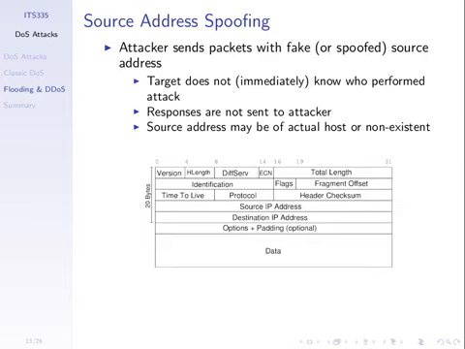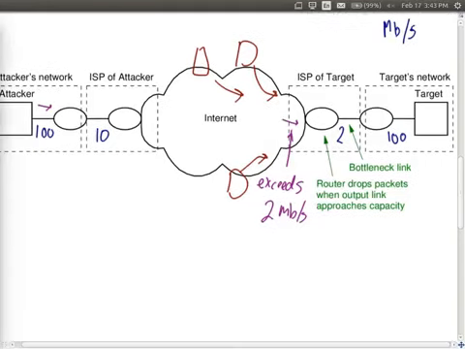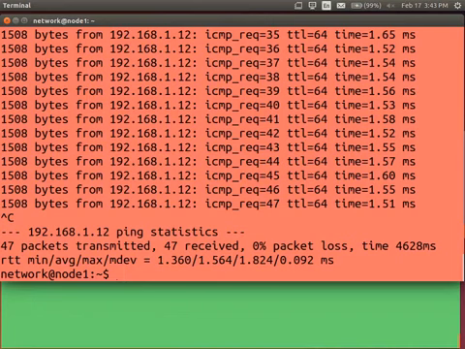The other benefit for the attacker: the responses are not sent back to the attacker. The responses are sent to the fake address. Let's see. We'll show you how to set a fake source address and see it take place when we use a ping.